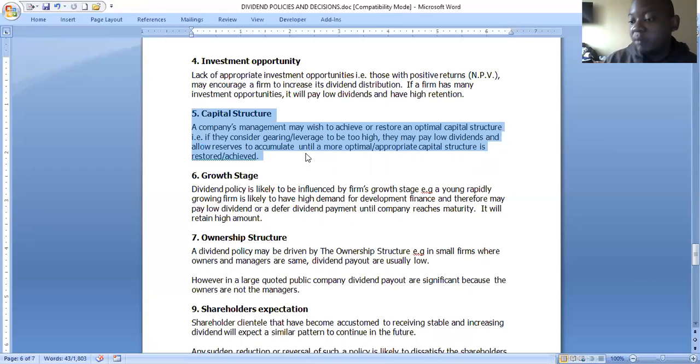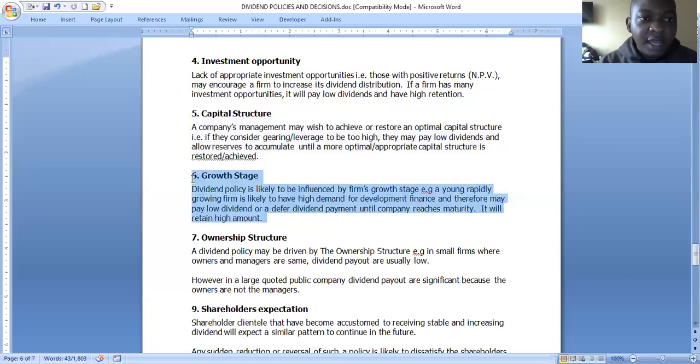So to balance this mix of debt and equity, the business will have to make a decision on whether to pay dividends or not. If the business is highly geared, highly levered, where the proportion of debt is higher than equity, the business will need to retain earnings so as to increase the portion of equity in the capital structure. So a company's management may wish to achieve an optimum capital structure by paying fewer dividends and retaining more profits so as to increase its equity in the capital structure.